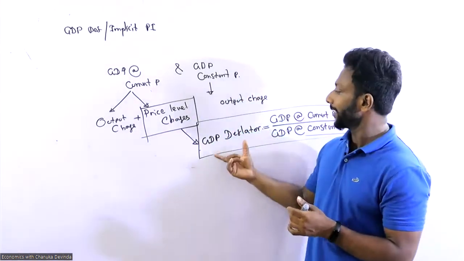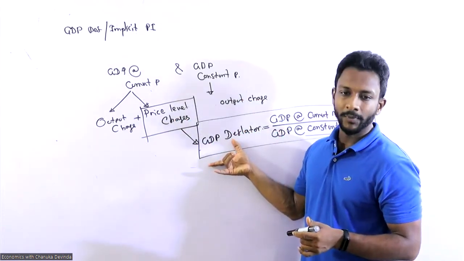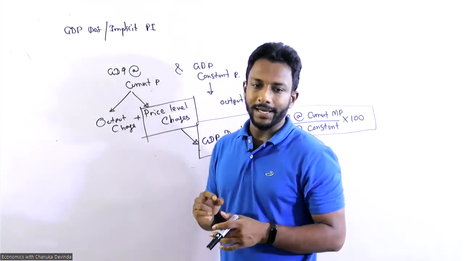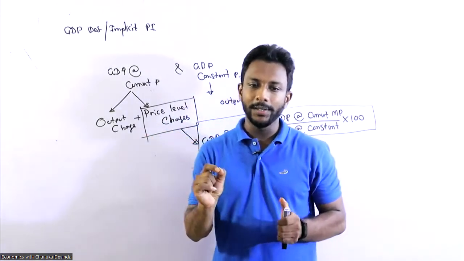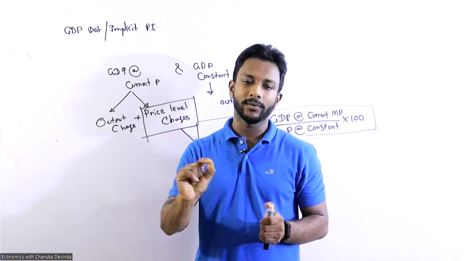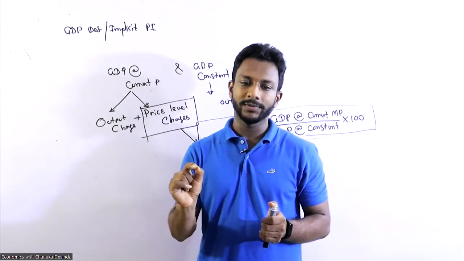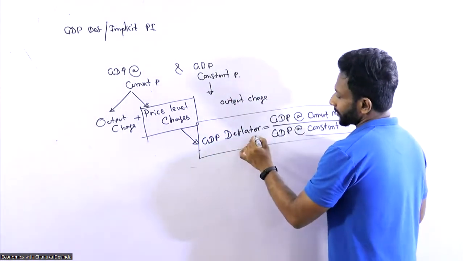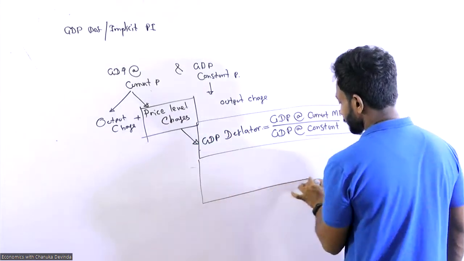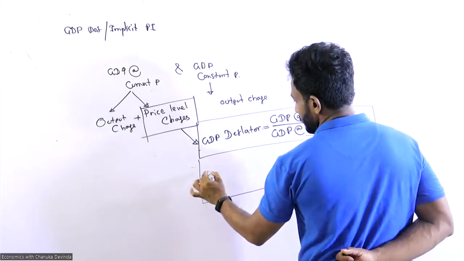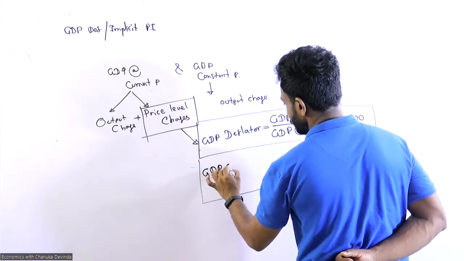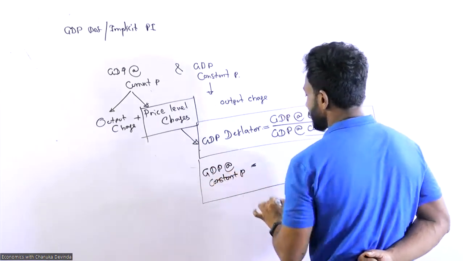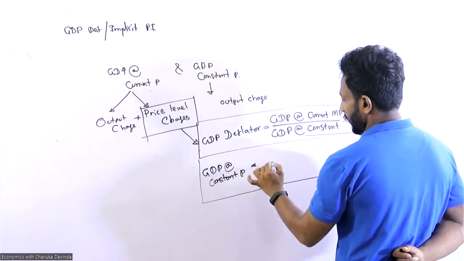provided. If the price index or GDP deflator is given, we can calculate the GDP. There you should write: when the price index is provided, the GDP at constant price is available as follows. So there should be two formulas. One for the GDP deflator, and the other for GDP at constant price equal, right?